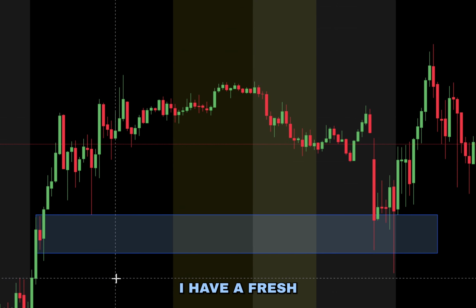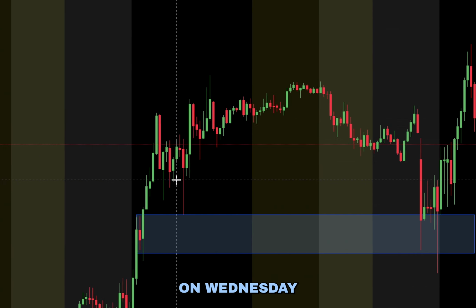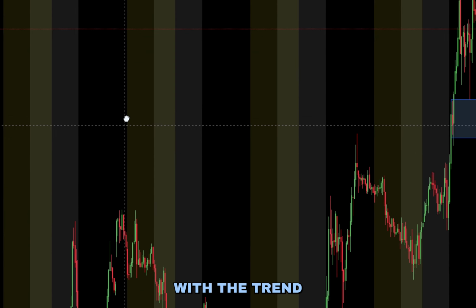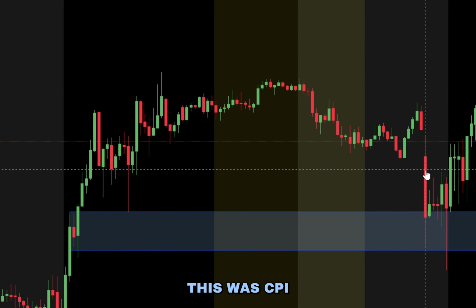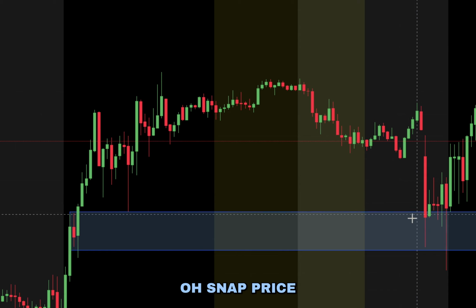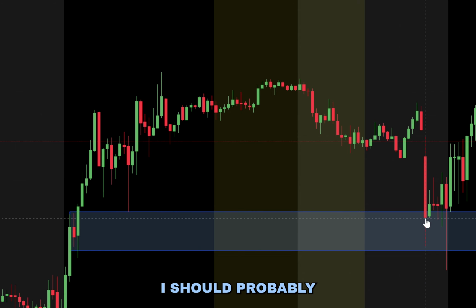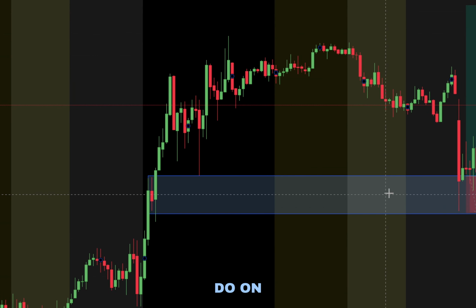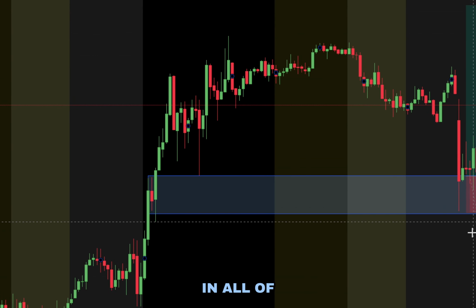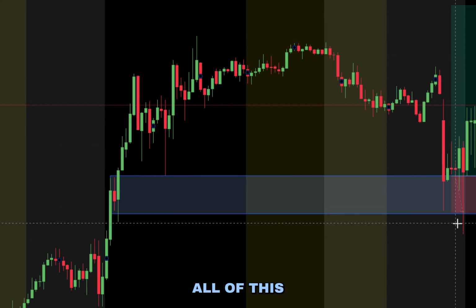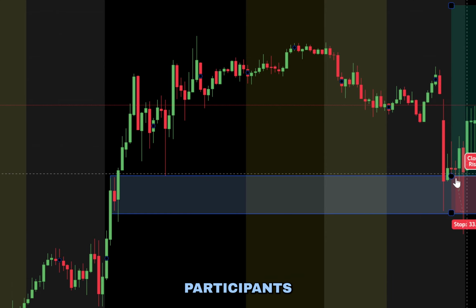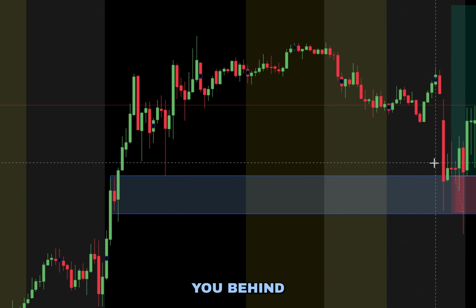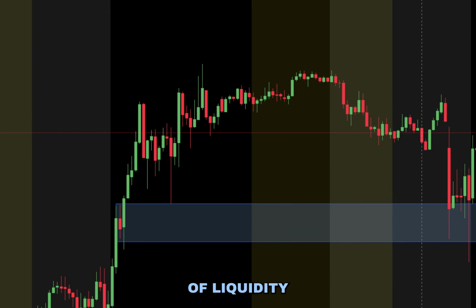For this example, I have a fresh example that happened on Wednesday. We can see that this was a demand zone. Price broke structure and everything, and we're with the trend. What do we see happen? This was CPI. If you were thinking, oh snap, price reached into this demand after CPI, I should probably buy here, you put your risk to reward right here. And then what does price do on the next candlestick? It takes you out in all of your liquidity. All of this resting liquidity right here, all these participants who got in on the first push, price takes them out and then charges up forward and leaves you behind. So this is just another example of liquidity.